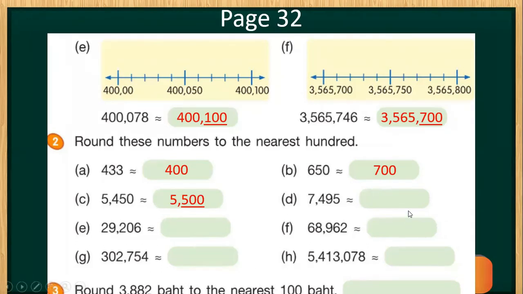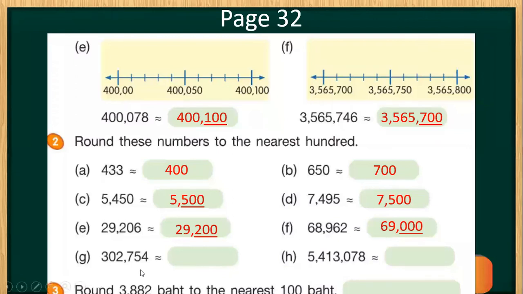Letter D, 7,495,000 round off to the nearest hundred. The answer is 7,500. Next, letter E, 29,206 to the nearest hundred. The answer is 29,200. Letter F, 68,962 round off to the nearest hundred. The answer is 69,000.